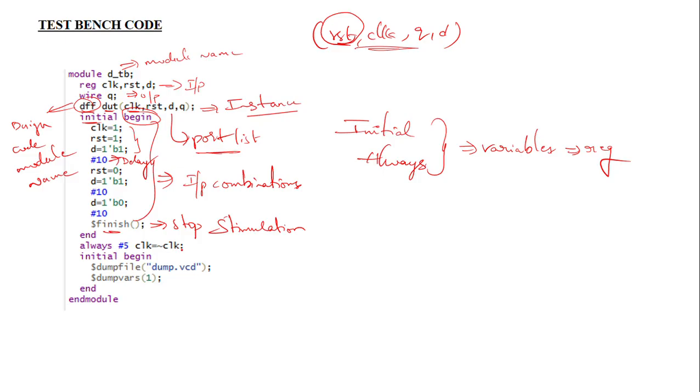Always, slash by clock equal to invert of clock. I give clock 1, but it is not only 1. For every 5 nanoseconds it is going to toggle like this, so I have to write this statement for toggling. First time clock equals 1, invert of clock means 1 becomes 0. So for every 5 nanoseconds, 0, 5, 10, 15, your clock is going to toggle.